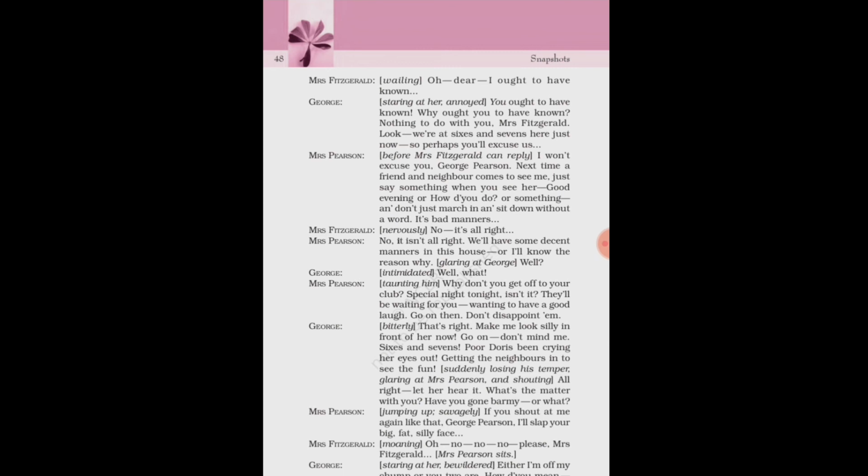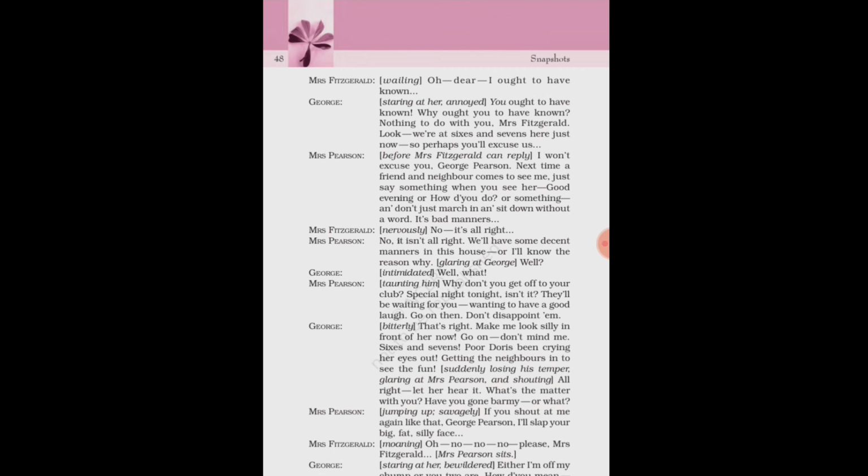Mrs. Pearson said go to the special club tonight, they're only waiting over there to make fun of you, etc. And then George gets angry and says yeah, I'm going there, that will be better, and all those things. And he says make me look silly in front of her also. Her meaning the neighbor. Go on, don't mind me, 6s and 7s. And he says Doris has been crying her eyes out and getting the neighbors in to see the fun. And all right, let her hear it. What's the matter with you? Have you got any barmy or something? Mrs. Pearson says, if you shout at me again like that, George Pearson, I'll slap your big fat silly face.